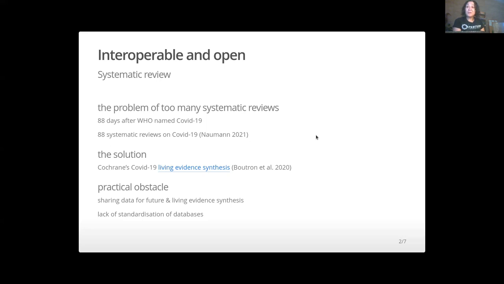So in this talk, we're providing a data engineering perspective on sharing data for systematic review and rendering it interoperable for future and living evidence synthesis. Not only that, but there's a big problem with a lack of standardization of databases. People structure their data in completely different ways, which makes engineering it quite a hassle.